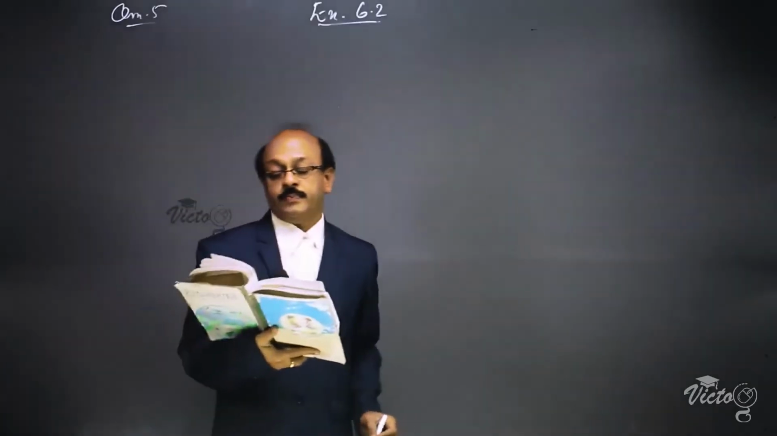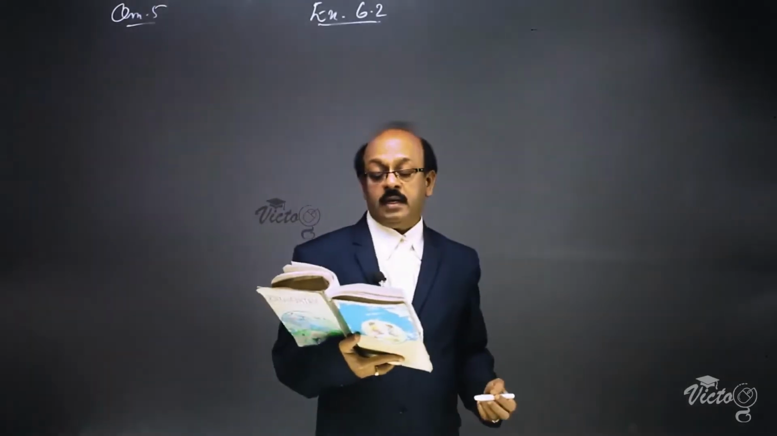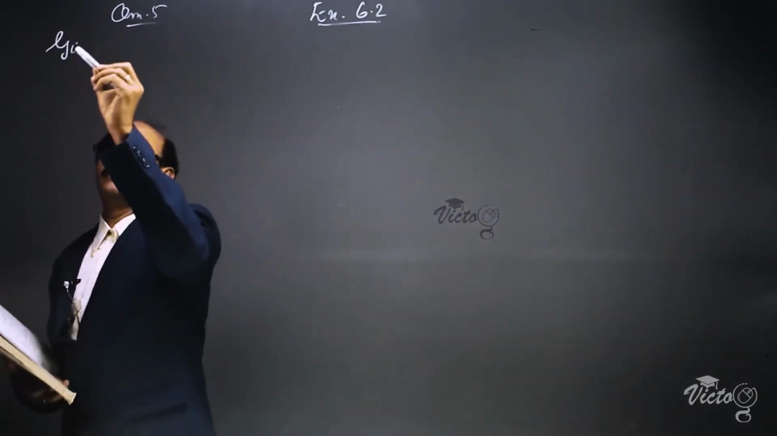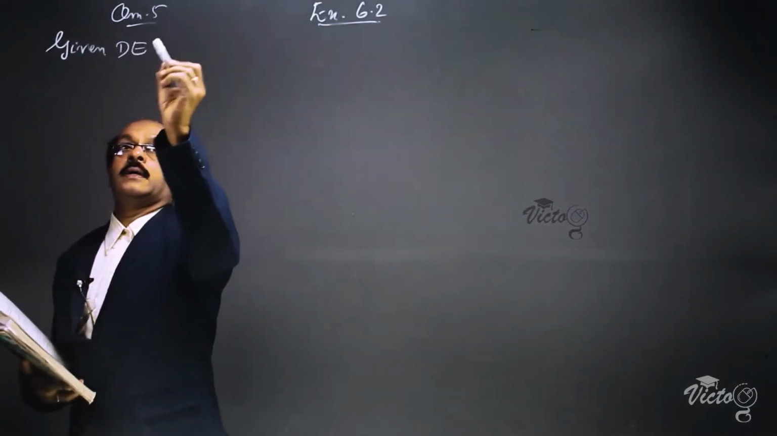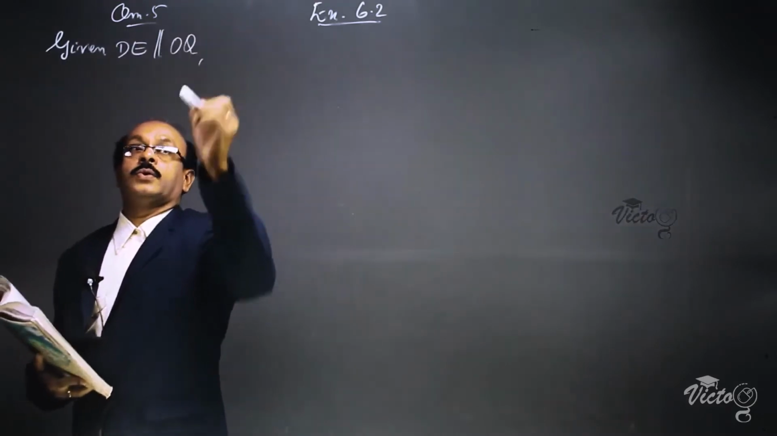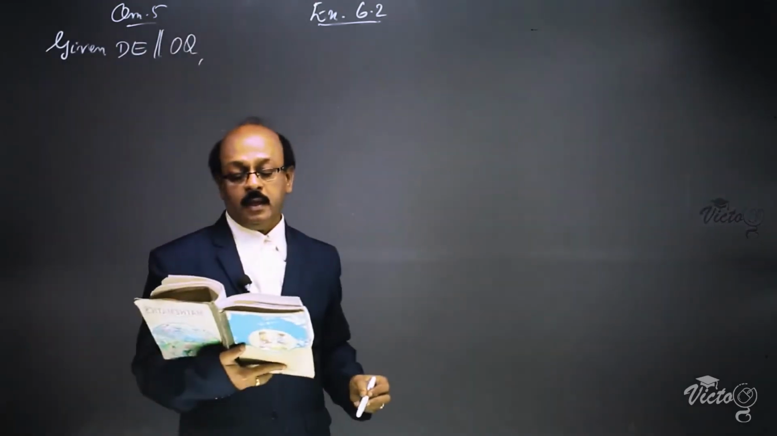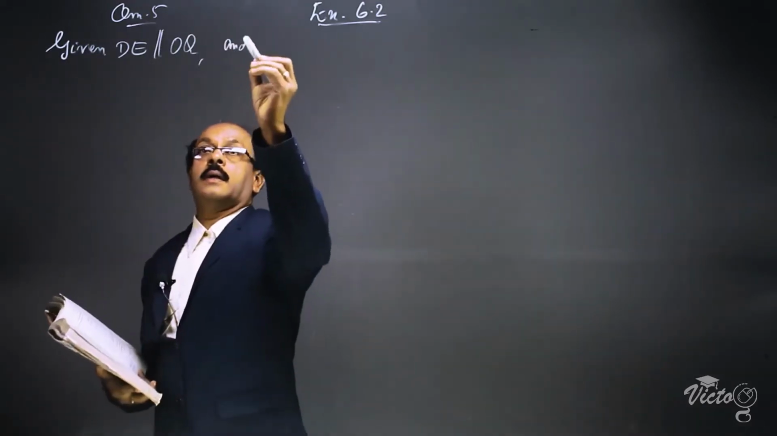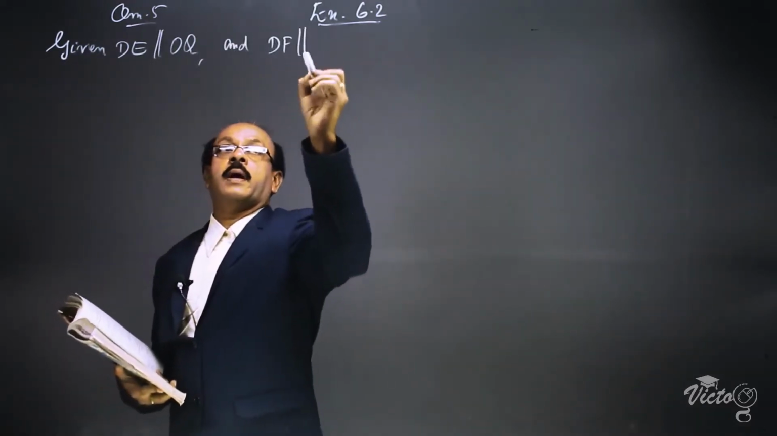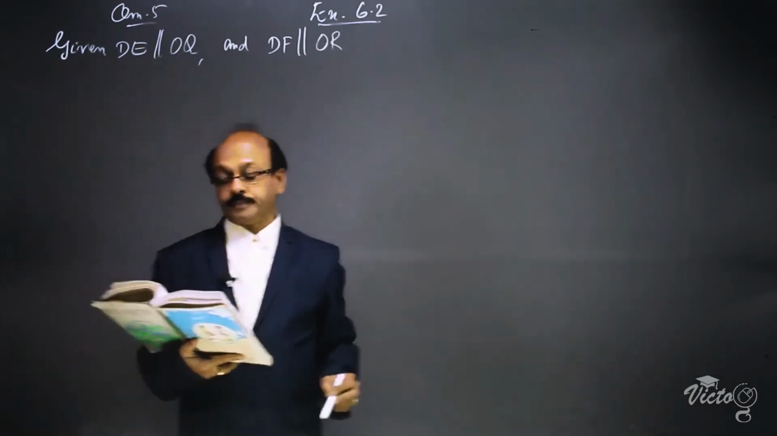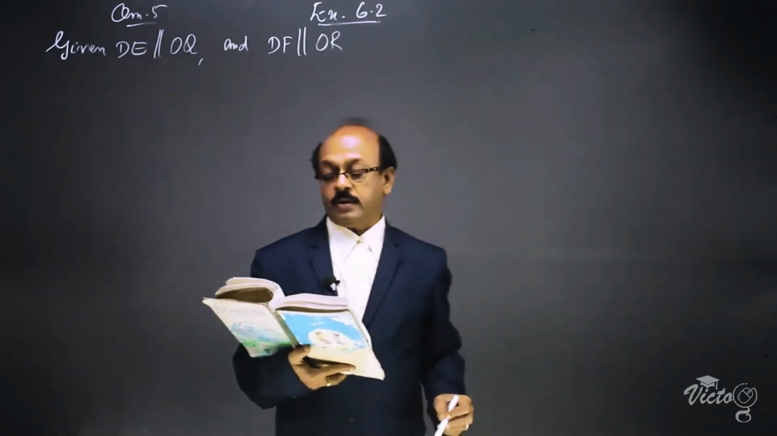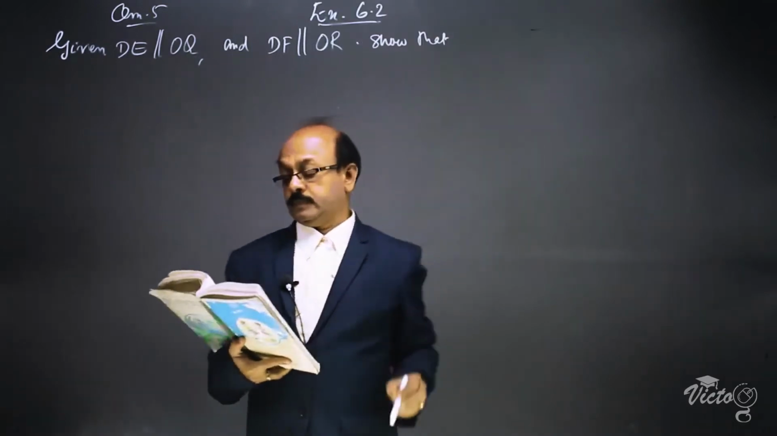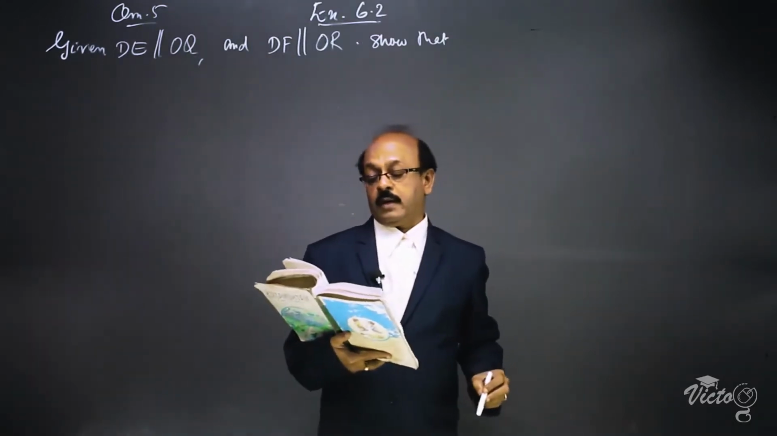Next question is also from exercise 6.2, question number 5. The question is, in the given figure, DE is parallel to OQ and DF is parallel to OR. Show that EF is parallel to QR.